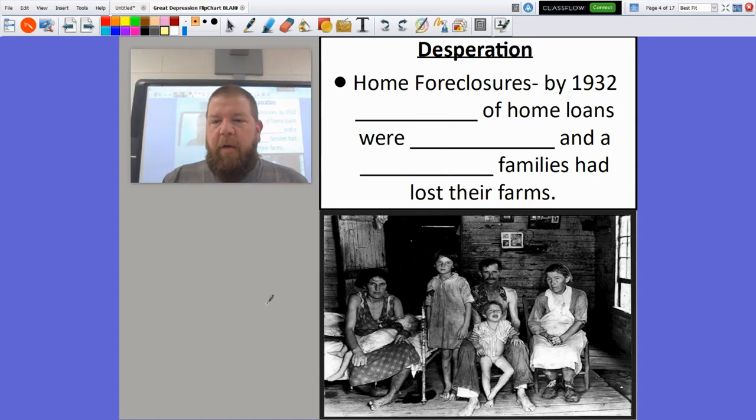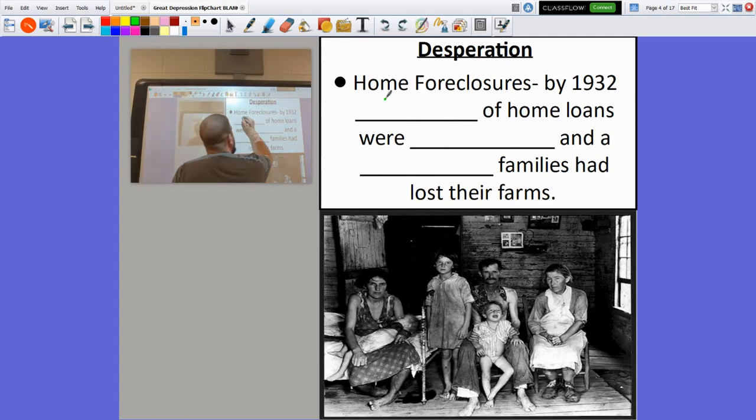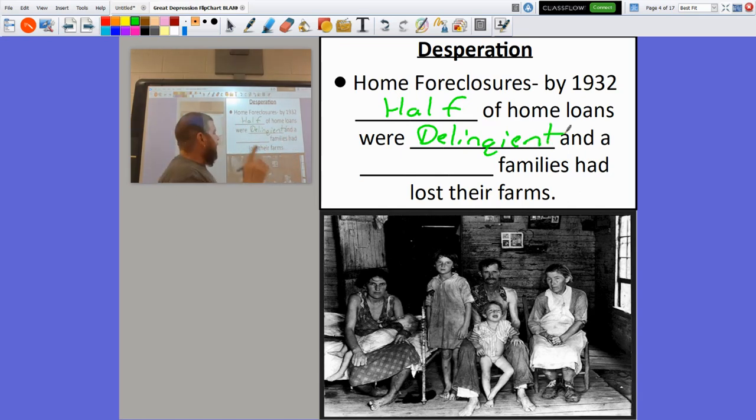Home foreclosures. By 1932, half of the home loans in the United States were delinquent. And what does delinquent mean? It means they were behind. They were late, half of them. And 1 million families in the United States had lost their farms.